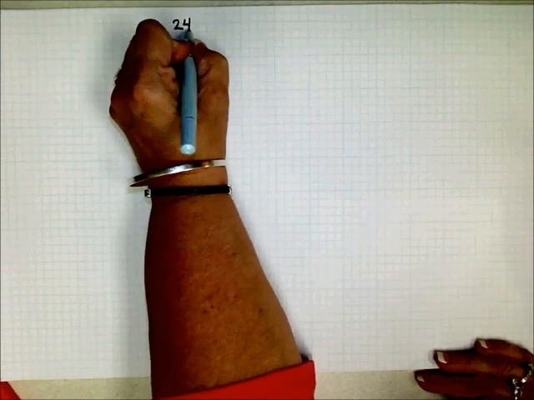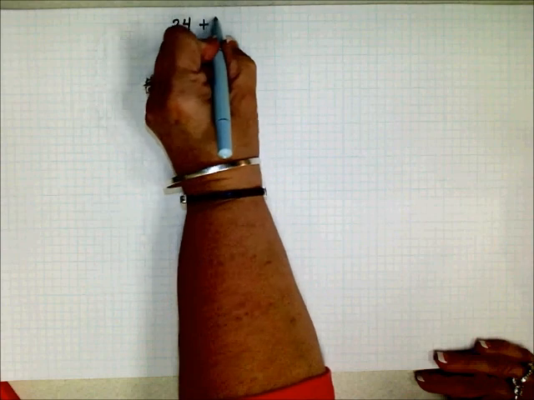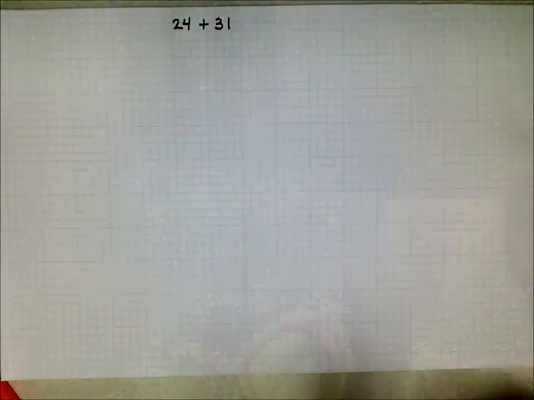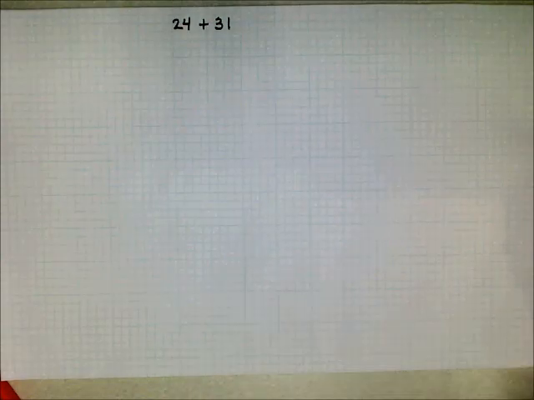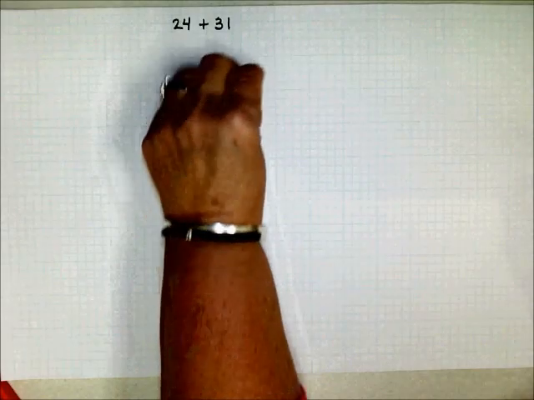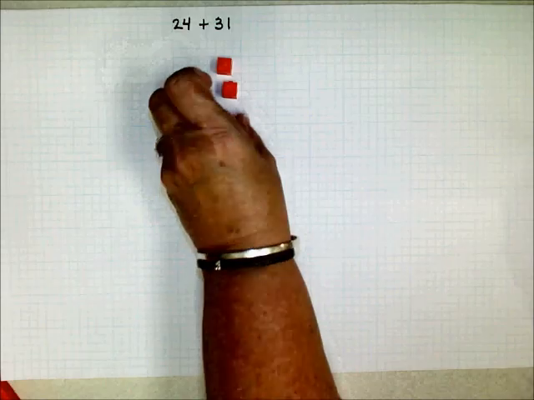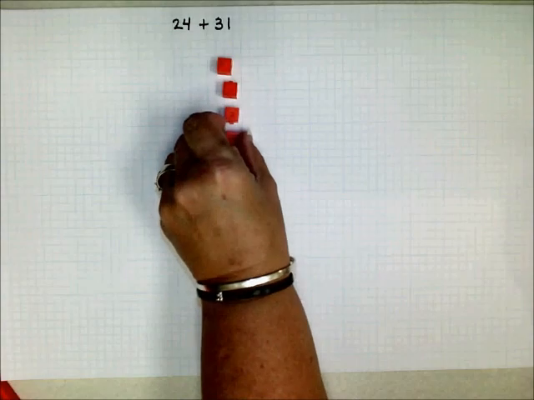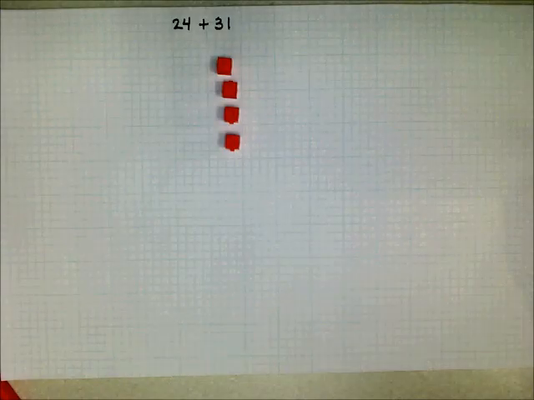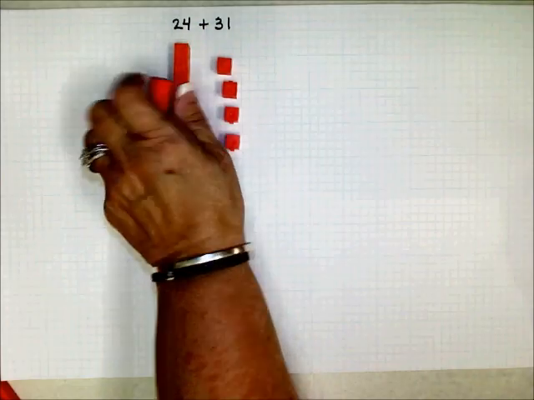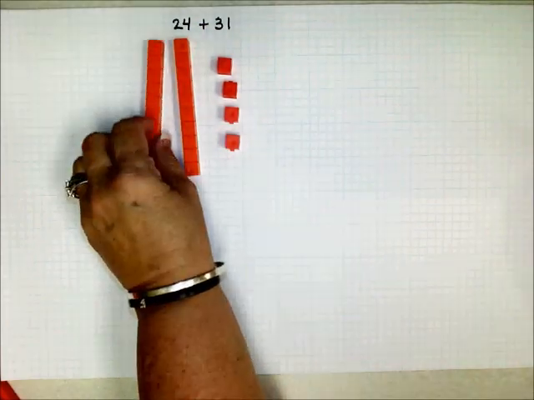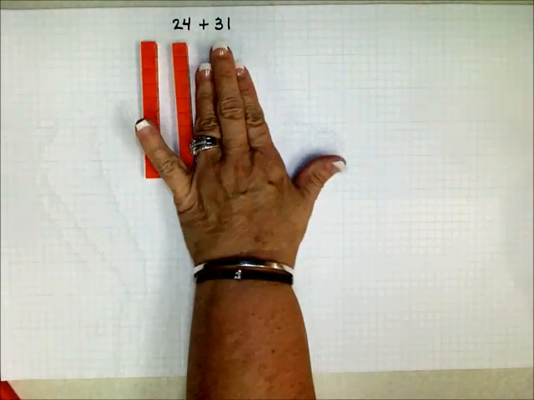24 plus 31. Okay, so to model 24, I need 4 units, 1, 2, 3, 4. I need 2 rods. So that's going to be equivalent to 24.